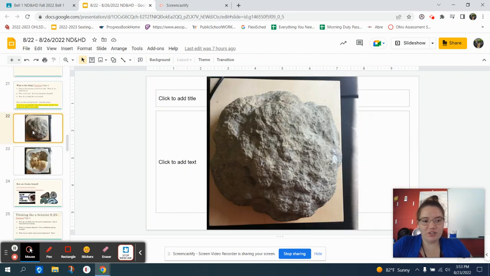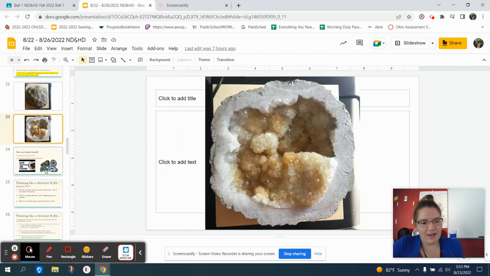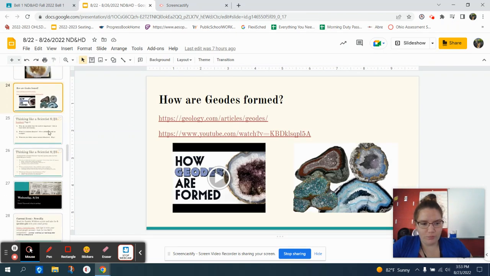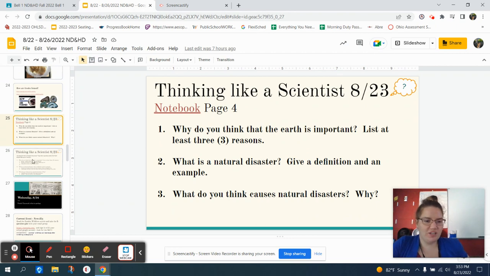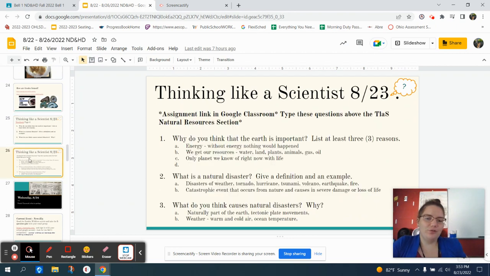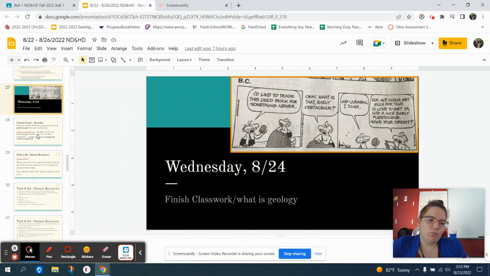So, for example, we started off by looking at this mystery rock, and I have some pictures here in case you were absent, and we learned about geodes and how they're formed. We're going to be covering topics like why is the Earth important, how do natural disasters happen, and what we can do to help mitigate those issues.